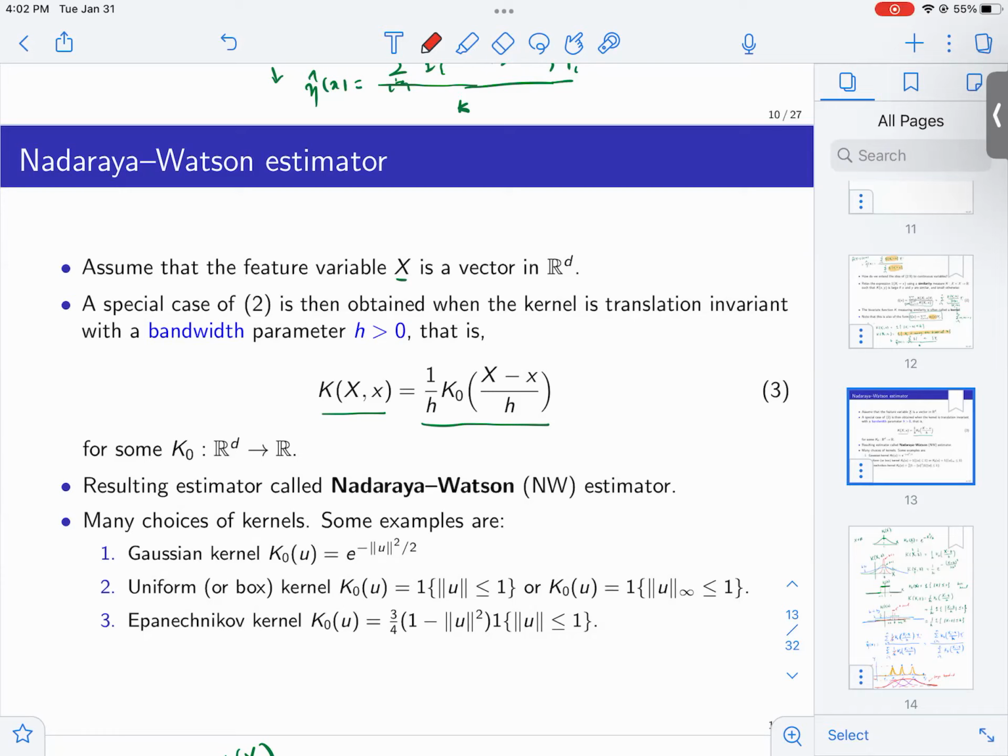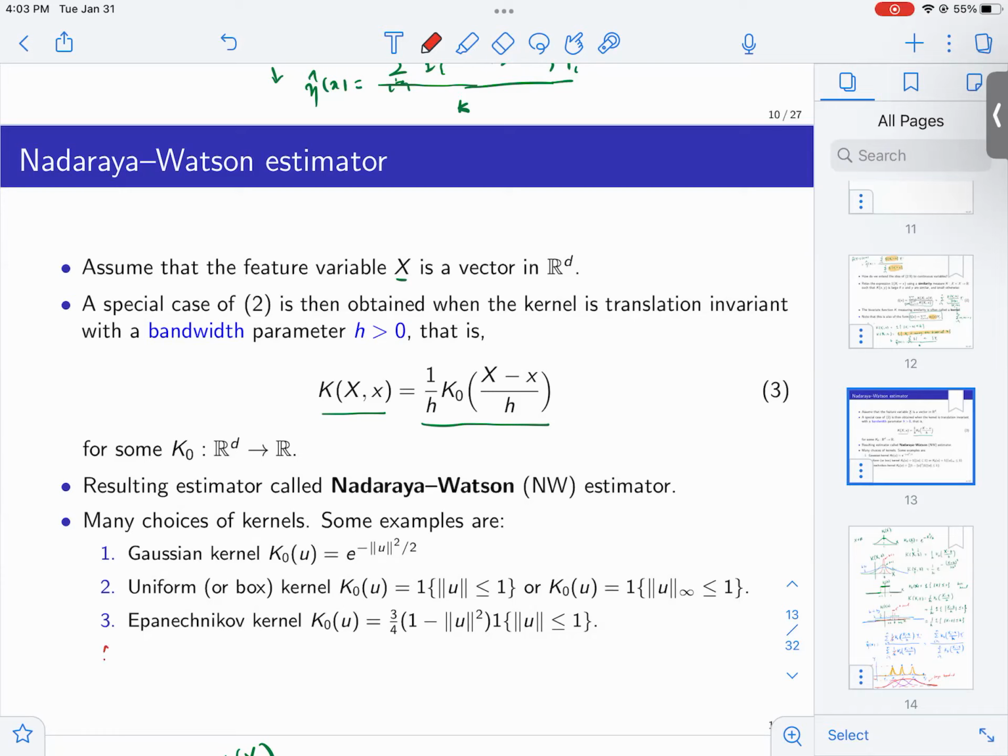This can be generalized to the multi-dimensional case. So this, for example, is the case when u is in R^d. Instead of u squared, I'm going to take the L2 norm. For this box kernel, I'm going to take the L2 norm here as well, or you can take the L infinity, which we'll talk about maybe later. But there are other kernels, the Epanechnikov kernel, and so on.